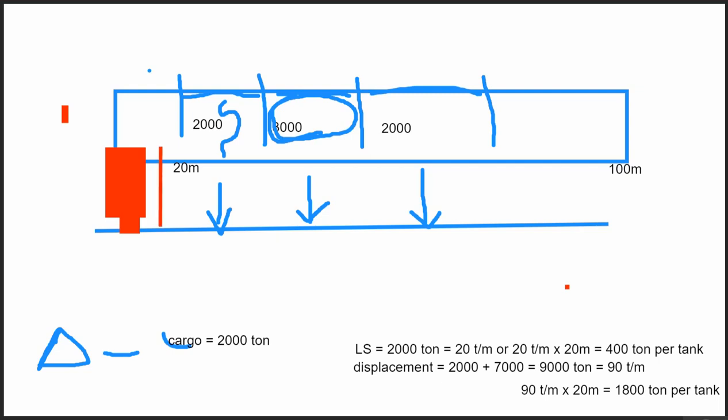I will restart here. Everybody noted the 400 ton per tank? Everybody understands the 400 ton per tank? And the 1,800 buoyancy force? You got it? Because then I will start a new drawing in order to solve my problem.